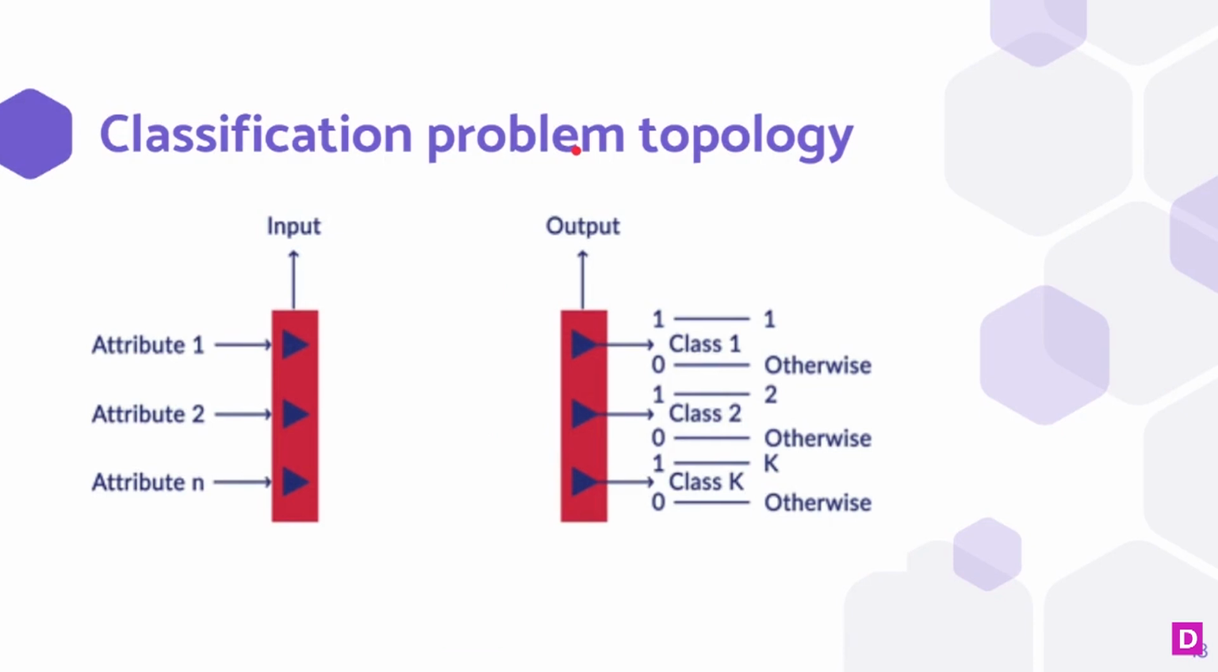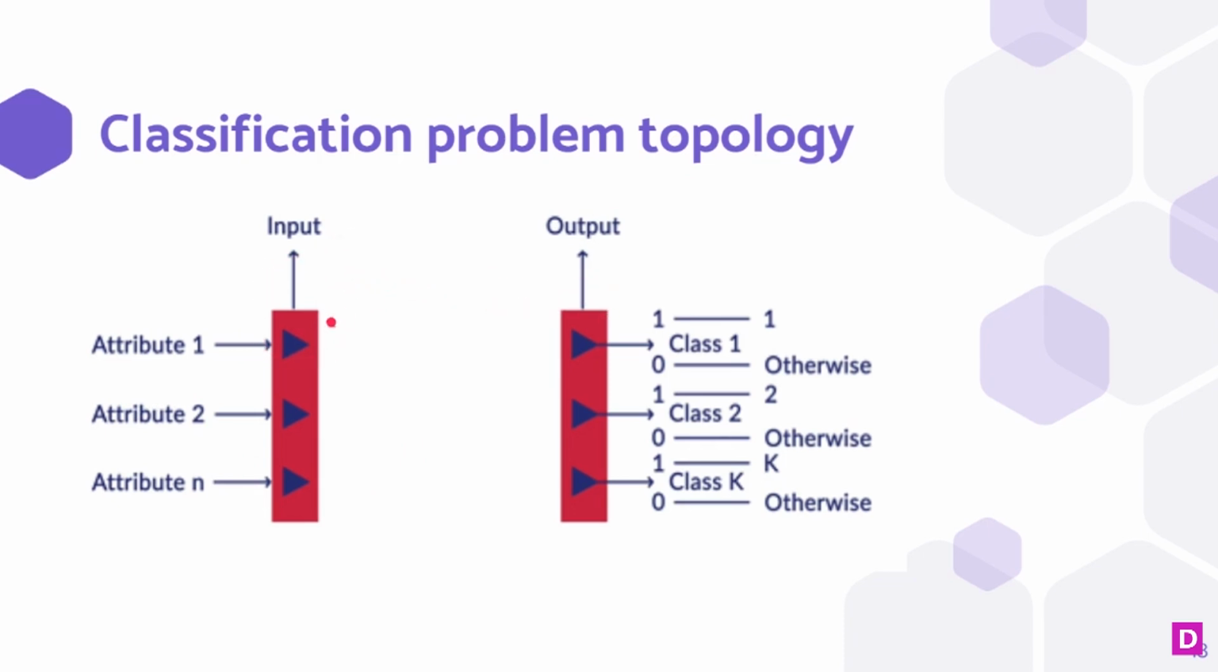So when it comes to classification, we have different inputs, and based on the different inputs, we have to decide different classes. In other words, we have different input attributes. We have to group them, or we have to match them to one of the classes in the output. So this is how a classification problem topology looks like. The term topology is nothing but the way of arrangement of perceptrons.